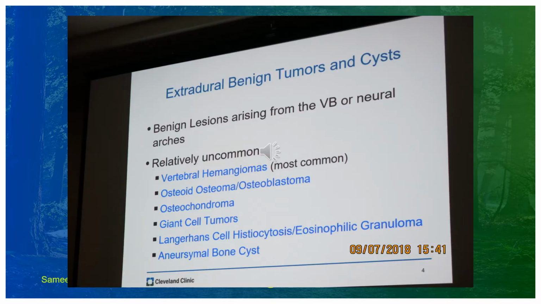Benign extradural lesions that arise from the vertebral body or neural arch are relatively uncommon. However, vertebral hemangiomas are the most common benign lesions that involve the vertebral body. Osteoid osteoma and osteoblastoma have a predilection for involvement of the posterior elements along with osteochondroma. Giant cell tumors and Langerhans cell histiocytosis, like eosinophilic granuloma, can involve the vertebral body, and aneurysmal bone cyst can involve the body and the posterior elements.